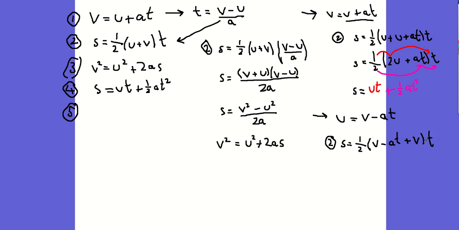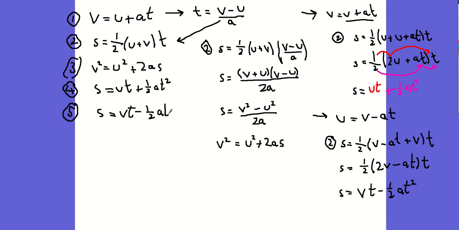Okay, right, I can do something similar with this. I'm going to write this again. S equals a half. V plus v makes 2v. I've now got minus at times t on the outside. Then expand it again. Half times 2v times t is vt. A half times minus at times t is minus a half at squared. And that's our final Suvat equation. Okay, so there's our complete collection.